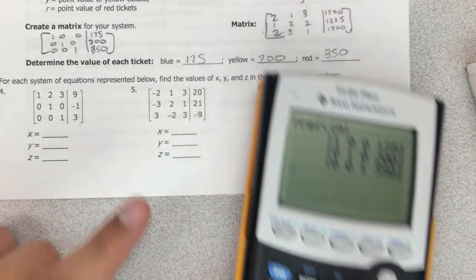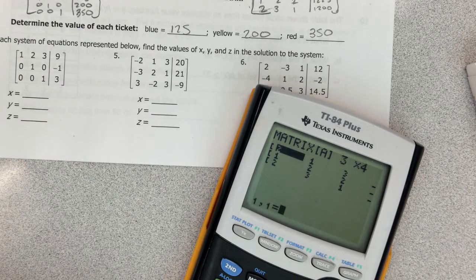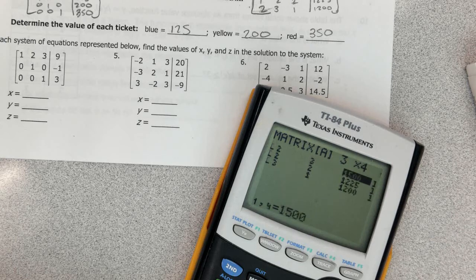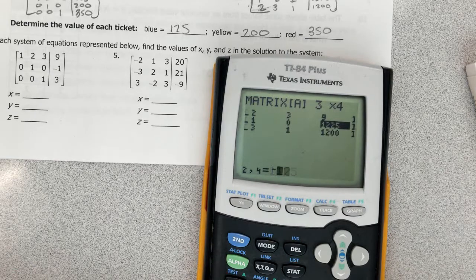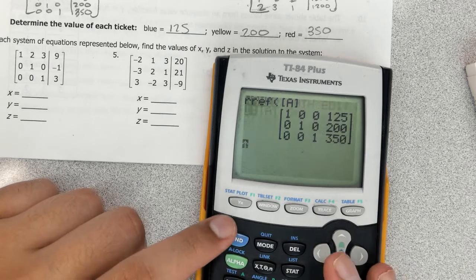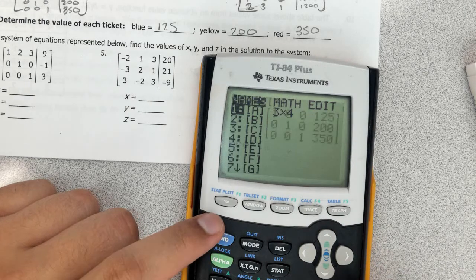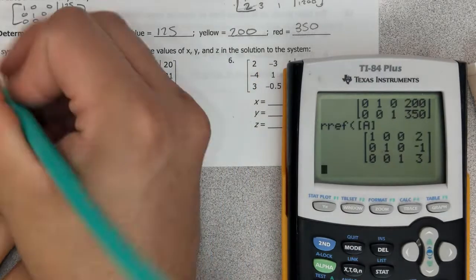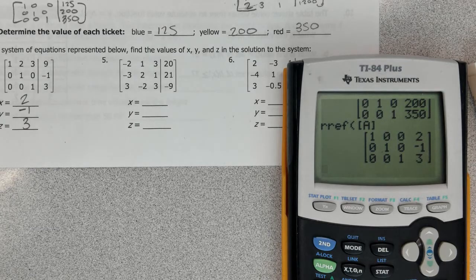Alright, so then do the same thing for the bottom four. So second matrix, edit, 3x4s. We got 1, 2, 3, 9, 0, 1, 0, negative 1, 0, 0, 1, 3. Alright, second matrix, REF, and we should get 2, negative 1, and 3. And again, you could always use the Desmos matrix calculator.